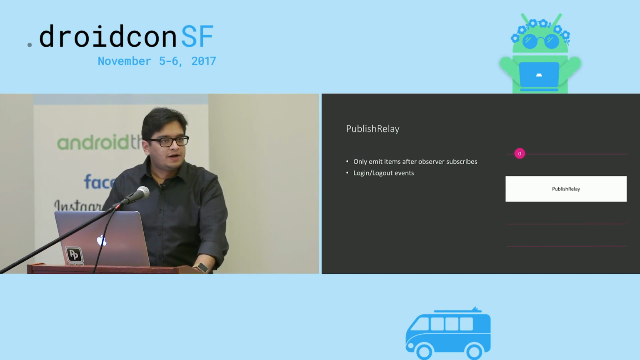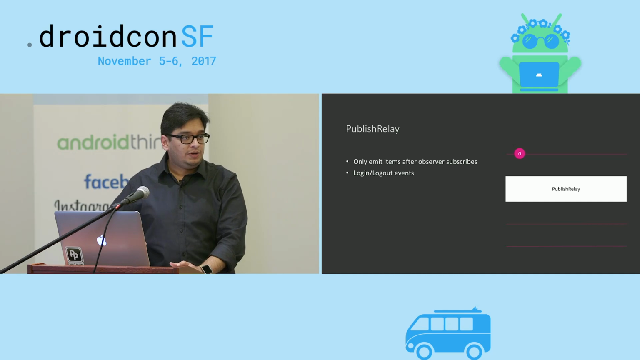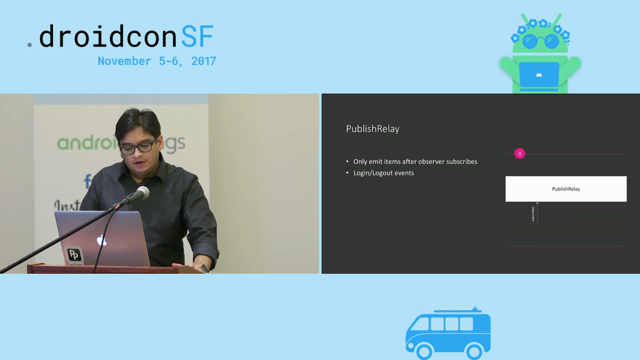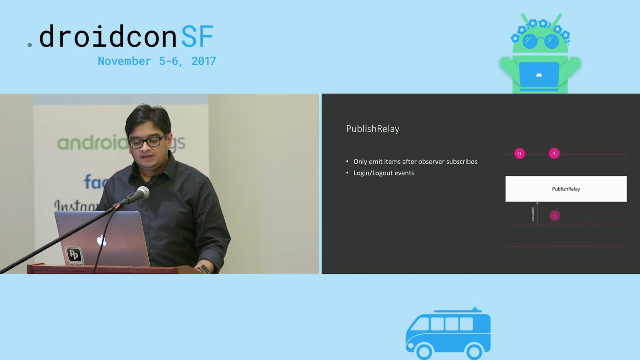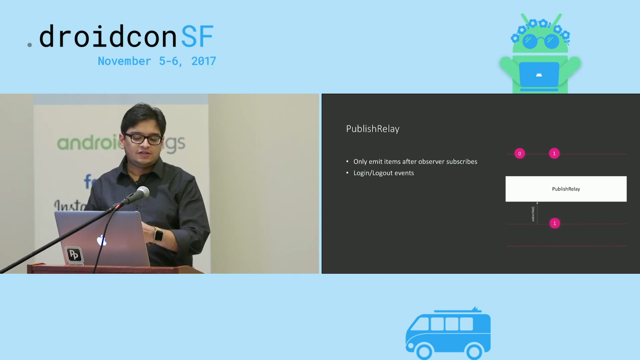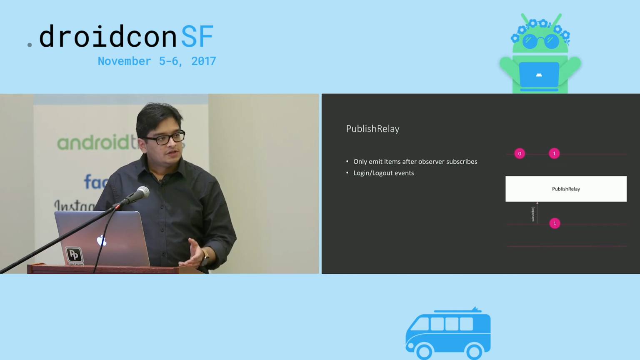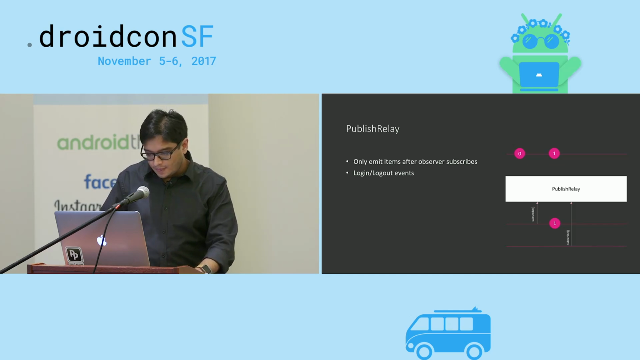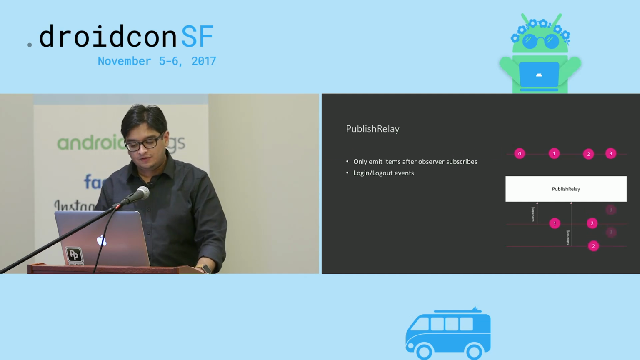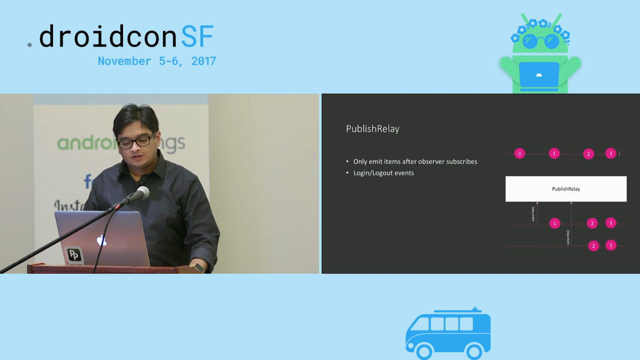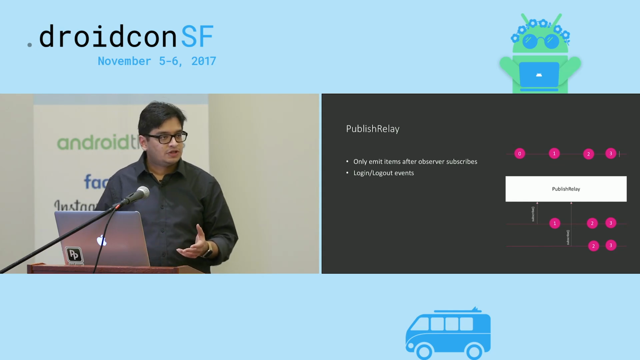Say your source emitted an item 0, but nobody is subscribing to the PublishRelay yet, so it's not going to emit anything just yet. Whenever the first observer subscribes to it, it gets the next item. See this, it never got 0 because it was emitted by the source even before this observer subscribed to it. When observer 2 subscribes to this, it gets the future events, and it continues. So that's PublishRelay for you. It doesn't remember items that were emitted before the subscription.